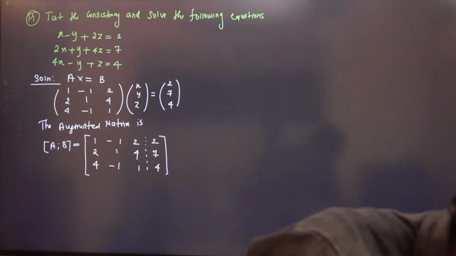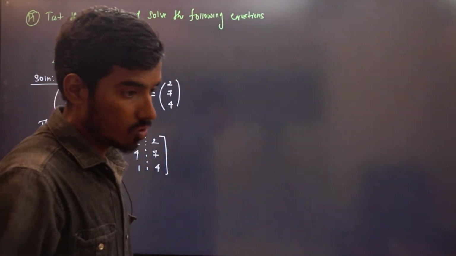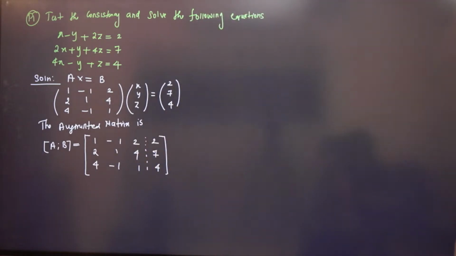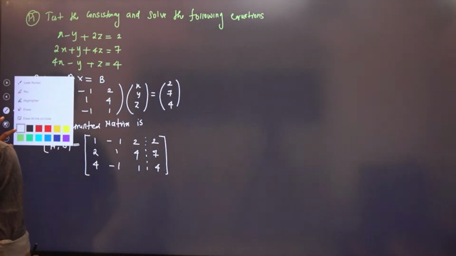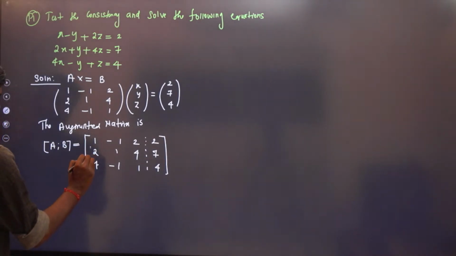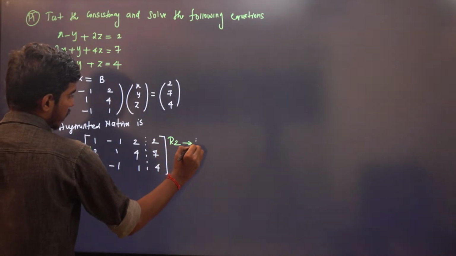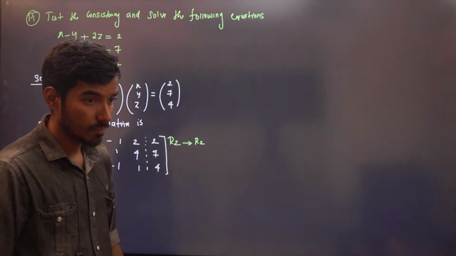Okay. So we have to reduce this augmented matrix to row echelon form. After that only we can decide the type of solution. So first row, first non-zero element, below that everything has to be 0. So R2 is equal to R2 minus 2 times R1.